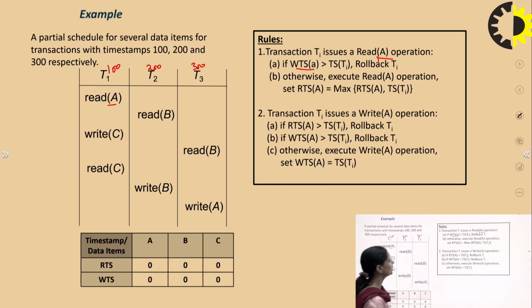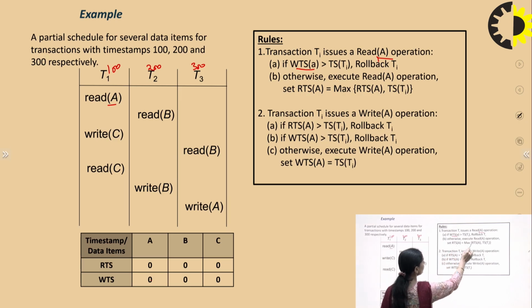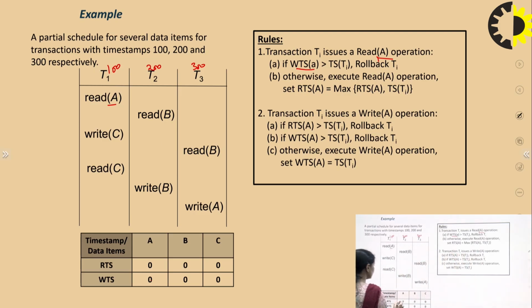So in that case, what will we do? It will execute the read operation and will keep the read timestamp of A as the maximum of the read timestamp of A, that is 0 initially, and the timestamp of Ti, which is 100. So the read timestamp of A becomes 100. Next came the transaction T2 with read B.